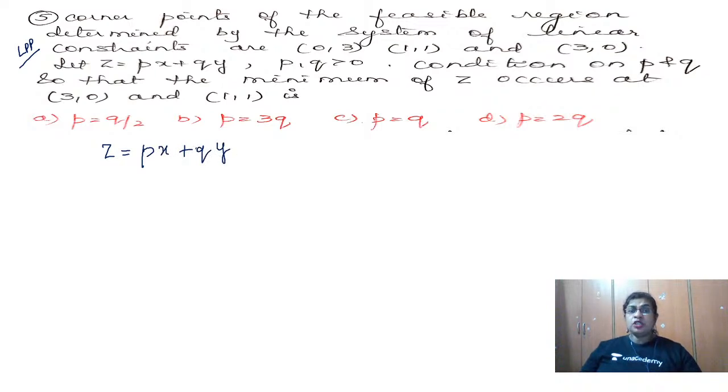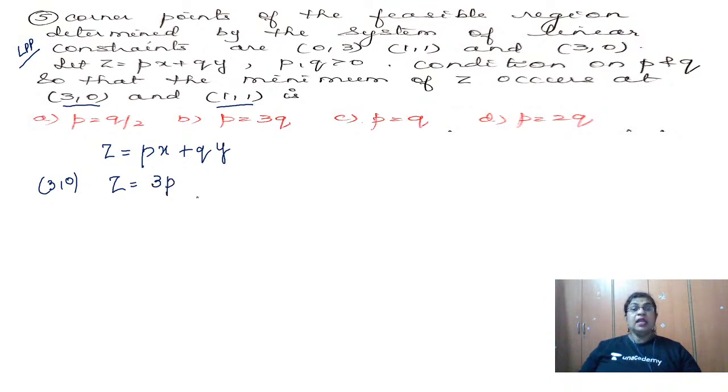Now it is told to us minimum occurs at 2 points. So I have to first find this point as well as this point. At both points, minimum is going to occur, right? So at (3, 0), substitute what z is equal to. In place of x, substitute 3. In place of y, substitute 0. So aren't you getting here 3p?